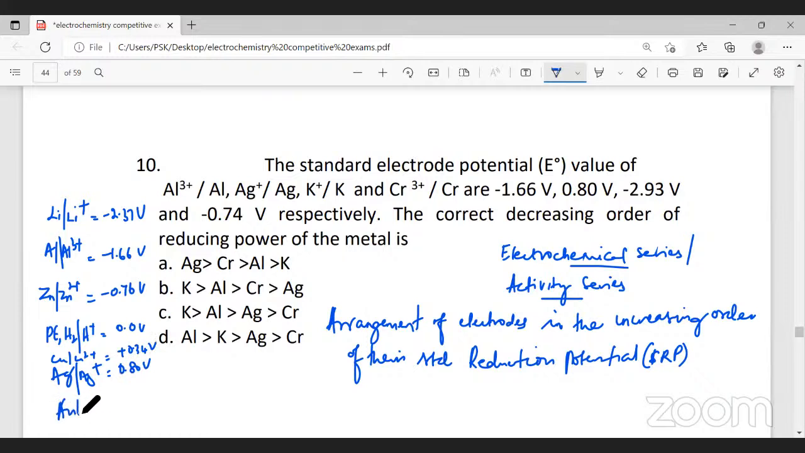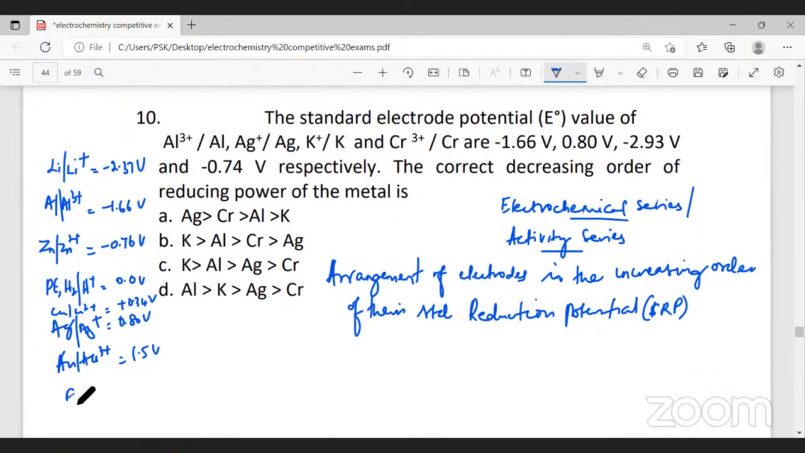And gold electrode, Au3+, it is around 1.5 volt. And we have the fluorine electrode, it will be around 2.31 or 2.73 volts. I don't remember the value. These are all in plus sign, remember. Now, in the electrochemical series, the lithium electrode is placed on the top, the fluorine electrode is placed at the bottom, and in the middle, the hydrogen electrode will be placed, because the potential of the hydrogen electrode is 0.